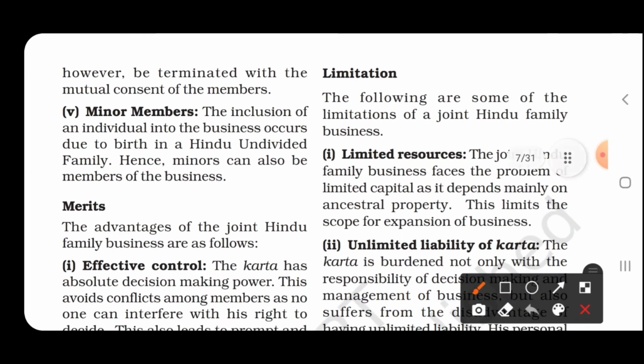Next is minor members. The inclusion of an individual into the business occurs due to birth in a Hindu undivided family. Hence, minors can also be members of the family. That is, the inclusion of an individual into business. A person entering into the business is mainly due to the birth of a person in a Hindu undivided family. So, minors can also become members of the business because he is one among the Hindu undivided family.